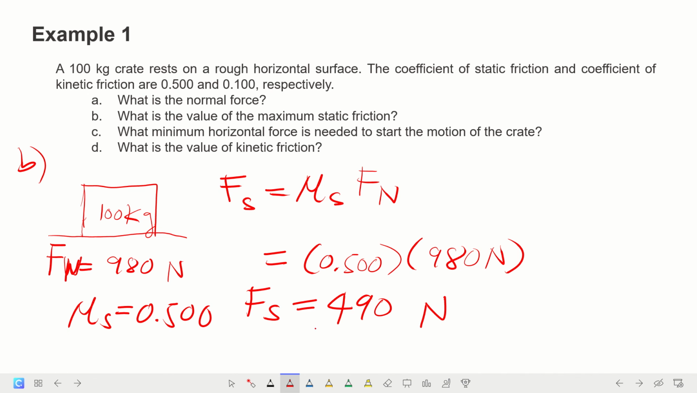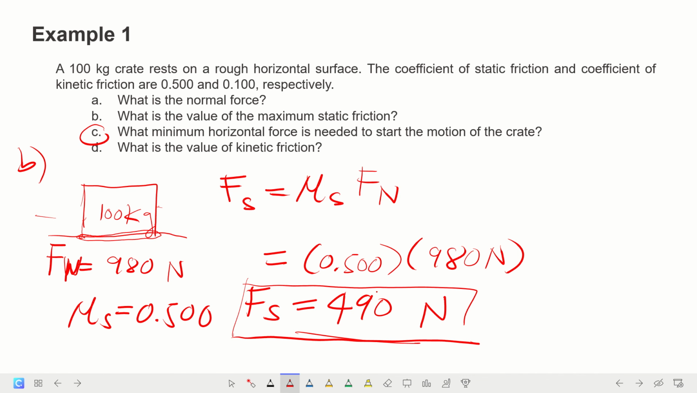So anong ibig sabihin nito? So ang ibig sabihin nito, in order to move our object, you need the minimum horizontal force. Because nandito yung cause ng ating friction, di ba? Dito sa surfaces that are interacting with each other. So in order to move this mass, you need to apply a force that is at least 490 newtons. So therefore, to answer our letter C, the minimum horizontal force needed to start the motion of this crate is 490 newtons.